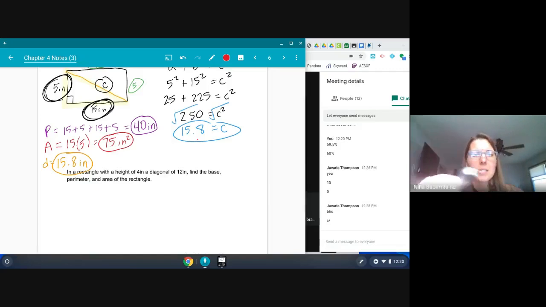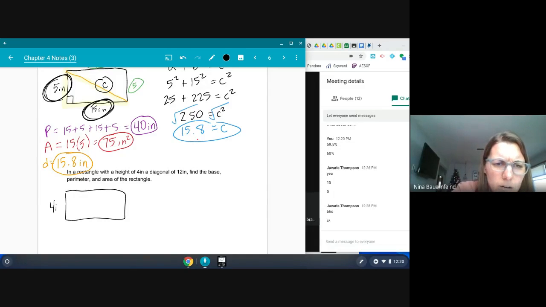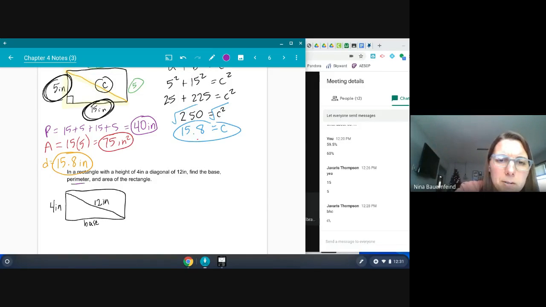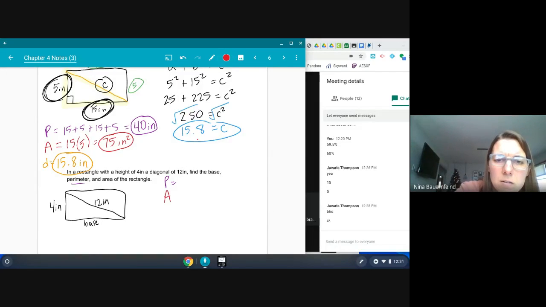All right, so the next one says, in a rectangle with a height of 4 inches and a diagonal of 12 inches, find the base. So this time we have a rectangle, a height of 4 inches, a diagonal of 12 inches. They want us to find the base, and then they also want us to find the perimeter and area. So perimeter, area, and then base. Now, slight problem is we can't find the perimeter and area because we don't have the outsides.